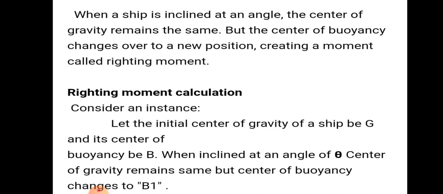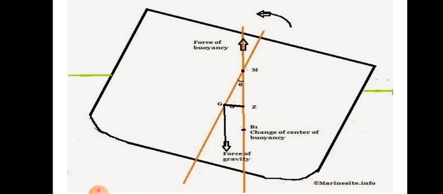So let us consider an instance. Let the initial center of gravity of the ship be G and the center of buoyancy be B. When inclined at an angle theta, the center of gravity remains the same, but the center of buoyancy changes to B1, like I mentioned. So the center of buoyancy changes to B1, the center of gravity remains G. Here angle theta is the angle of heel.